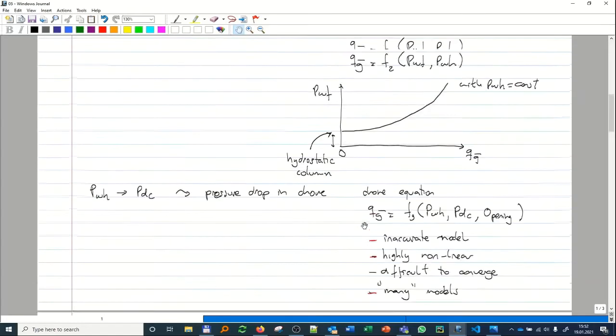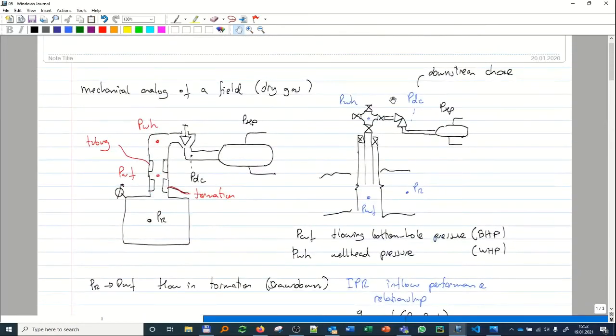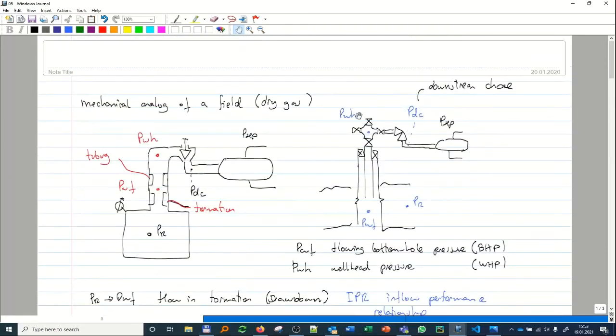But essentially, it's a nonlinear ugly equation that relates these two pressures, relates the rate that goes through the choke, and also relates the opening of that choke. For example, if you have a certain rate and I have full open, I will achieve some downstream pressure, but if I then increase the rate with the same upstream pressure and reduce the opening, I will have a lower pressure downstream of the choke. So if the upstream pressure is constant and the rate is constant, the pressure downstream depends on the opening of the choke.